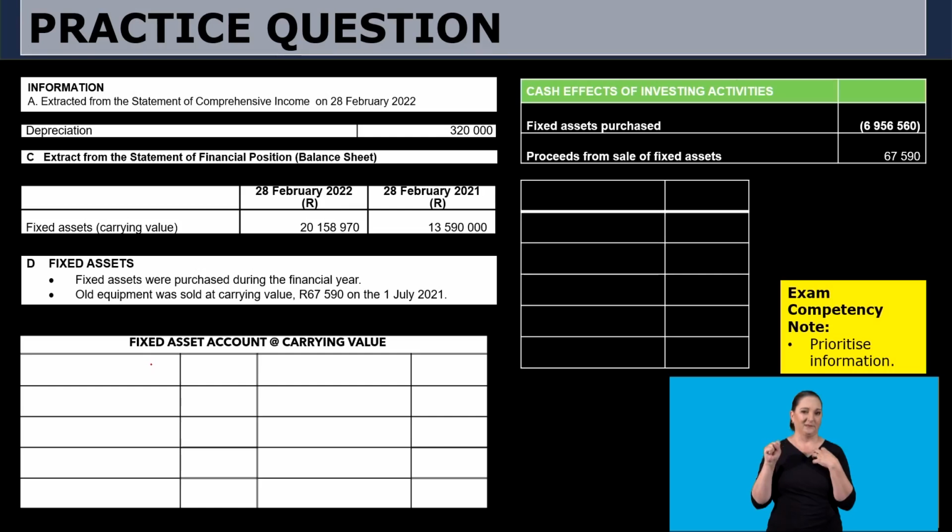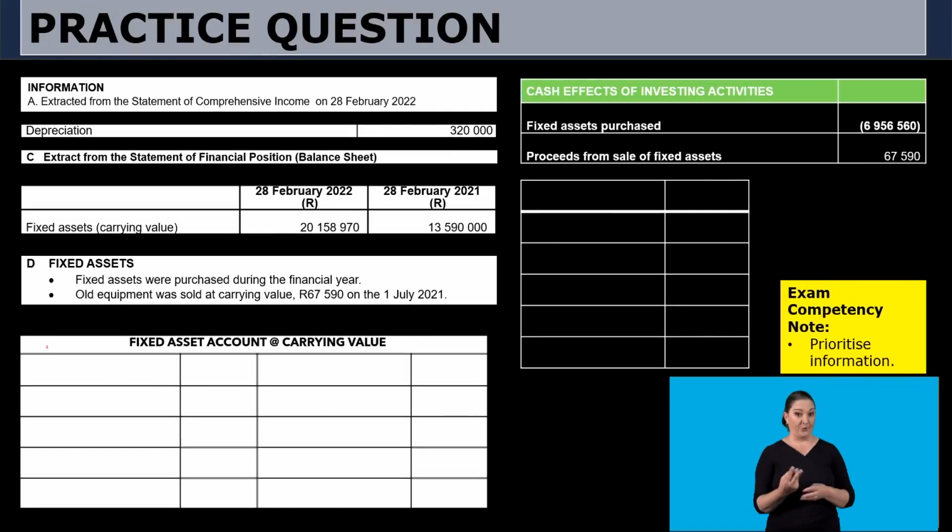I'm going to open a fixed asset account at carrying value, but at the same time, I'm going to show you another method of doing the very same thing. So make sure you take these two methods that I'm going to show you now. With the fixed asset account, remember, it is an asset account. That means on the debit side, it increases. On the credit side, it will decrease.